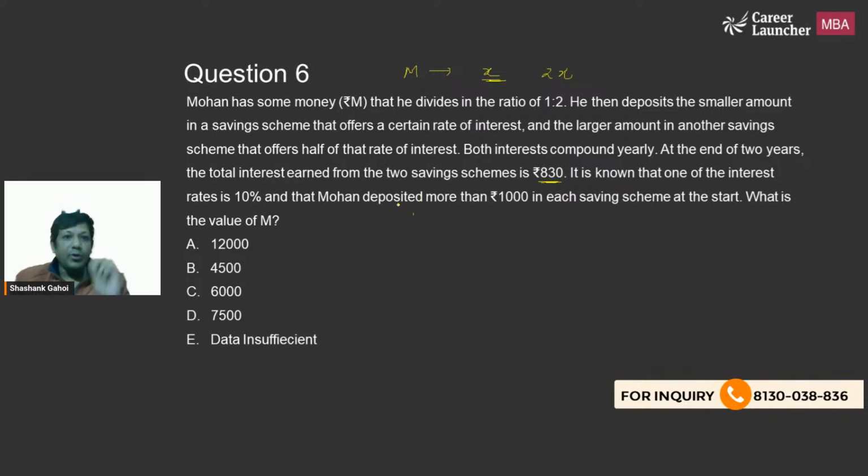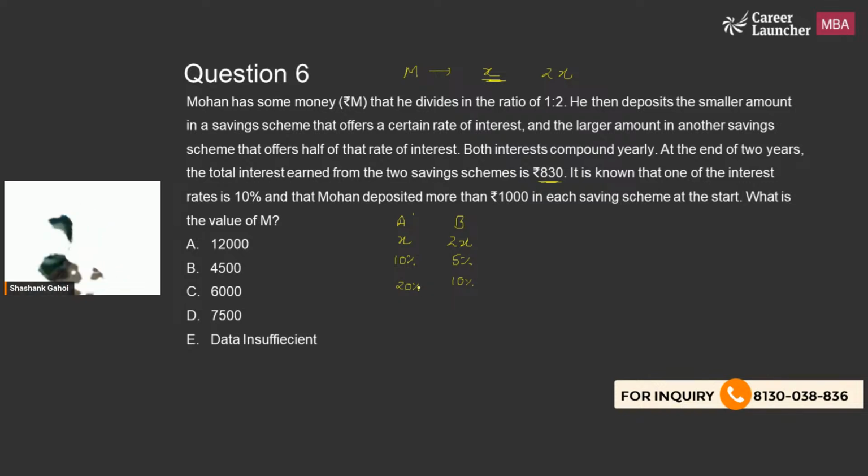So I am talking about two schemes, scheme A and scheme B. Here he invested x rupees, here he invested 2x rupees. Now there are two possible scenarios. At the lower amount, he has a higher interest rate. So if he has an interest rate of 10% over here, then the interest rate over here is 5%. If he has an interest rate of 10% over here, then the interest rate over here is 20%.